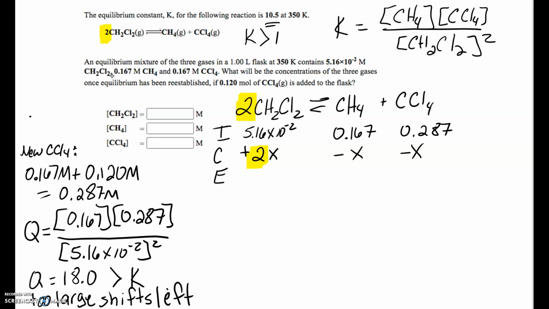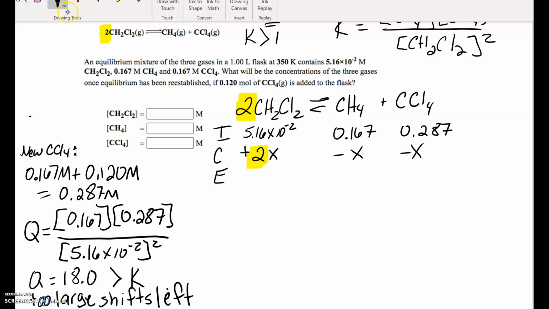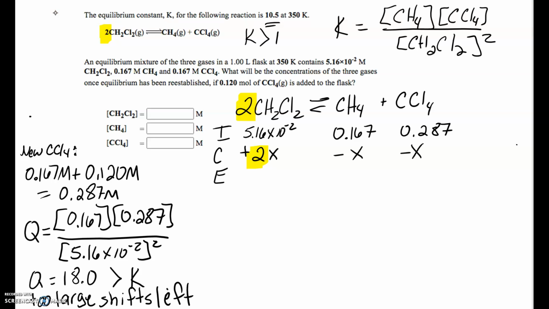Now another way we could have done this, we didn't even need to use the Q. If you looked at this problem and just understood that, okay, we're adding product to an equilibrium, you can see that Le Chatelier's principle says that if we stress an equilibrium, it's going to shift to relieve that stress. Well, the stress was adding product. So the shift is going to be to reduce that amount of product, shift left. That makes sense as well. So you don't have to calculate a Q, but if you like to calculate a Q, then definitely do that.